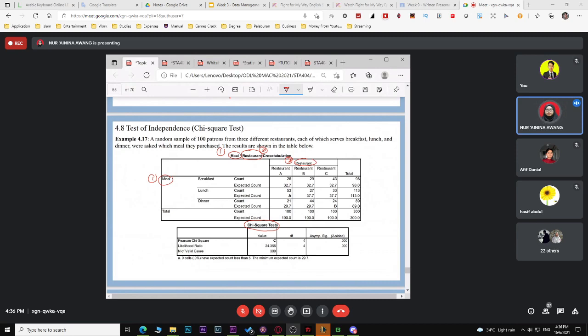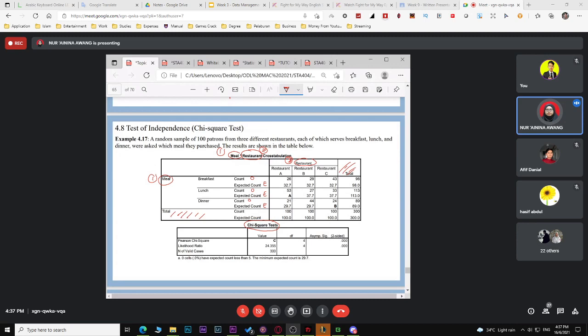In this SPSS output, you have count and expected count. So this is your O and your E. There is no need to find the expected frequency since the value is already given. Make sure you only look at these 3 rows. This is for your total, so this one is not included. This column is also the total, so this is not included.